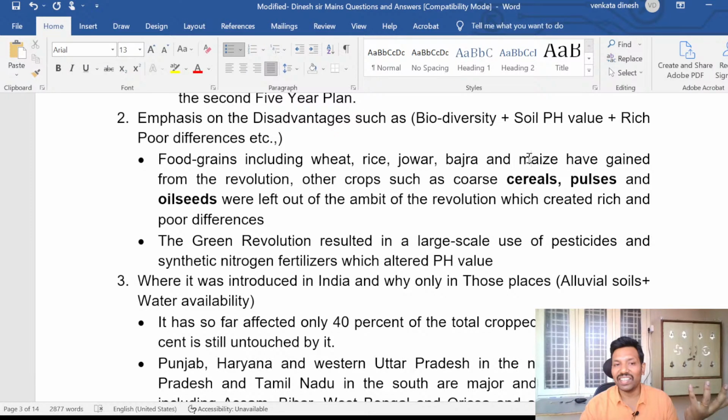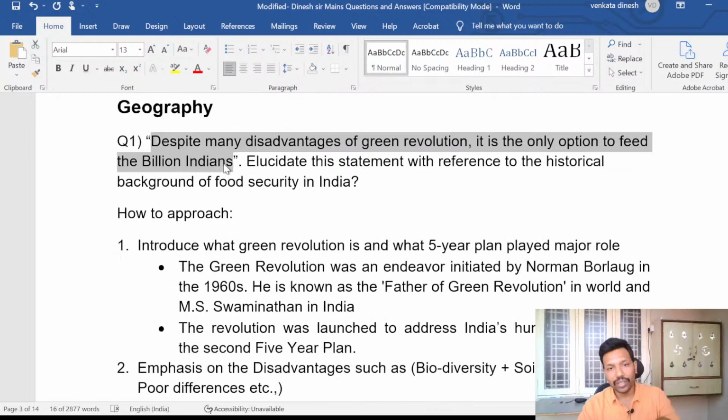The Green Revolution resulted in the large scale use of pesticide, insecticide, weedicide, herbicide. All sides you see, the Green Revolution resulted in large scale devastation in maintaining the pH value balance, right? For example, the Green Revolution was introduced in alluvial soil; that is the third point you have to write, right? So you are doing emphasis on disadvantages. You are proving to the examiner that yes, whatever statement you have given, I am proving it to you with my examples.